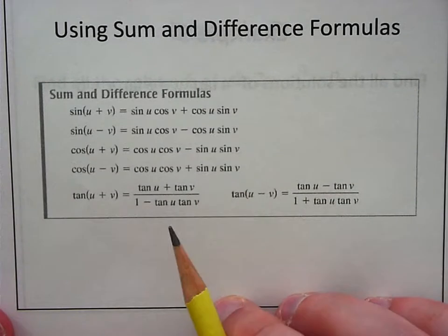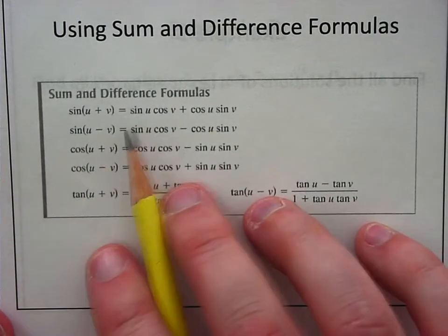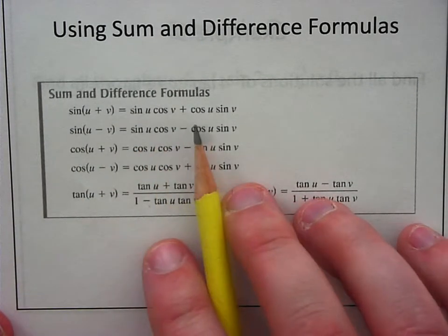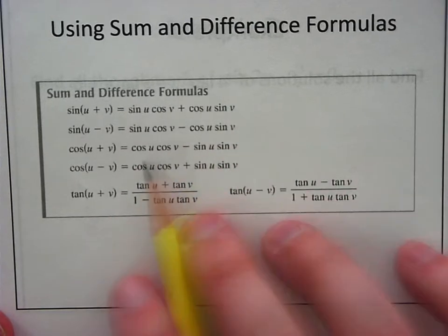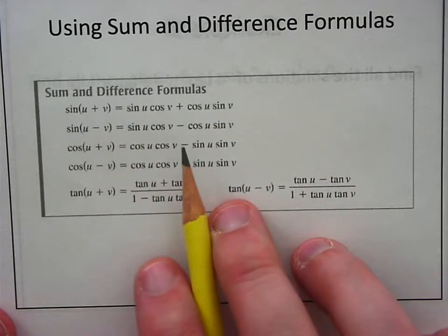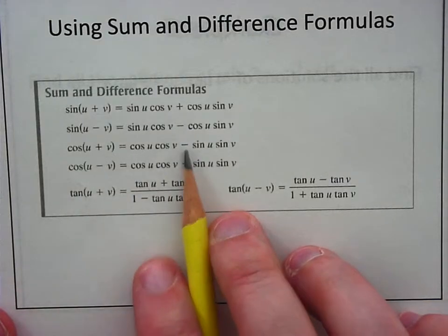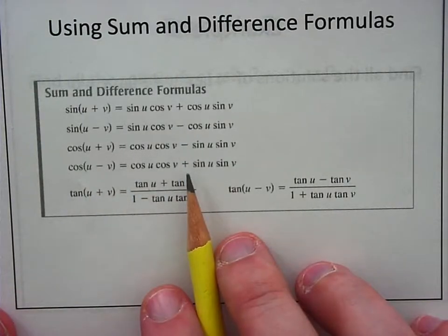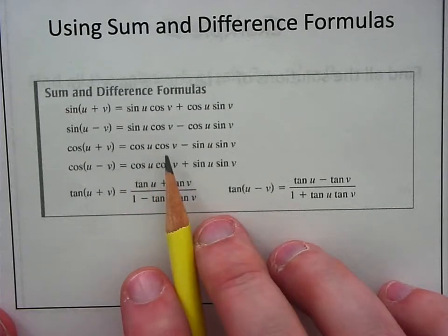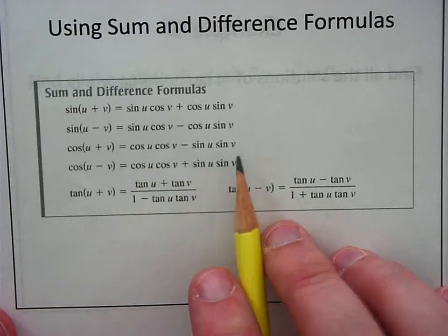Sine and cosine ones aren't too bad for the most part. Sine is just sine times cosine plus cosine times sine, just switching the angles. If it's plus, it's plus. If it's minus, it's minus. Cosine does the opposite though. When it's plus, it's minus between them. When it's minus, it's plus between them. And you're just going to do cosine of the first angle times cosine of the second, and then sine of the first angle, sine of the second.